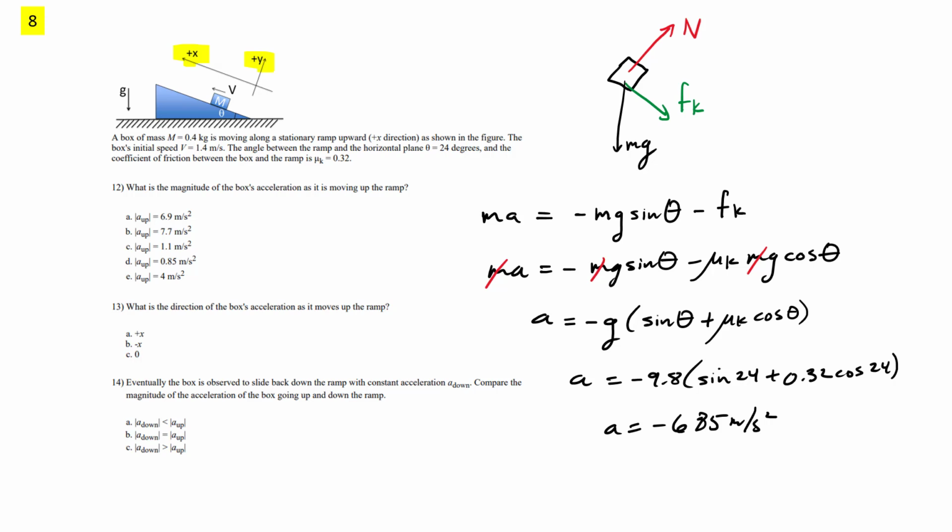Now the question asks for just the magnitude of it. The best choice over here is choice A. That is the acceleration as it's going up the ramp. Let's look at question 13 now.